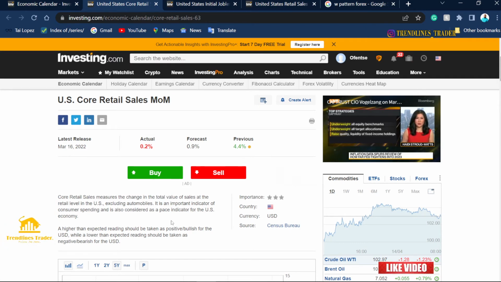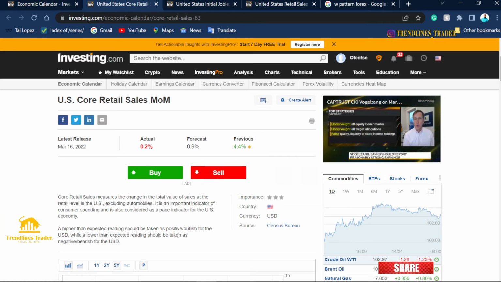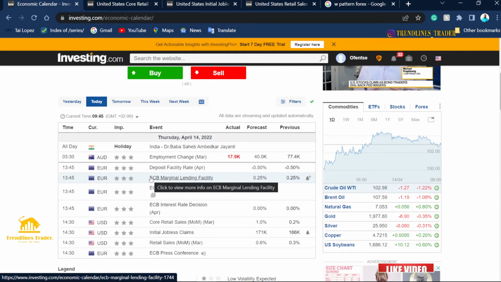So what is happening here? A higher than expected reading should be taken as positive. So this is actual and this is forecast. If the news are higher than expected, higher than this 0.2, it's gonna be bullish for the USD. I'm talking about the index, the USD index.